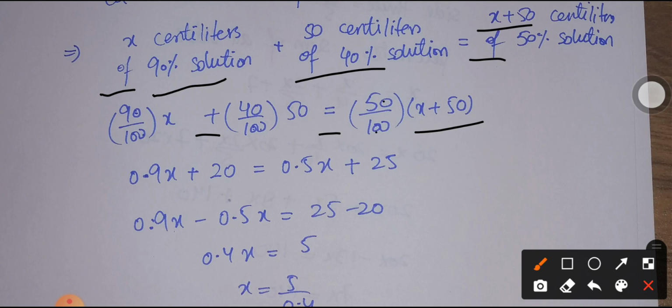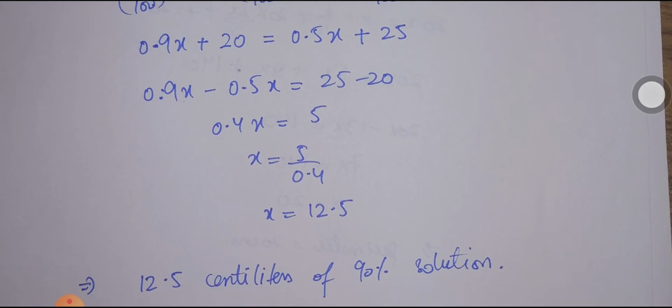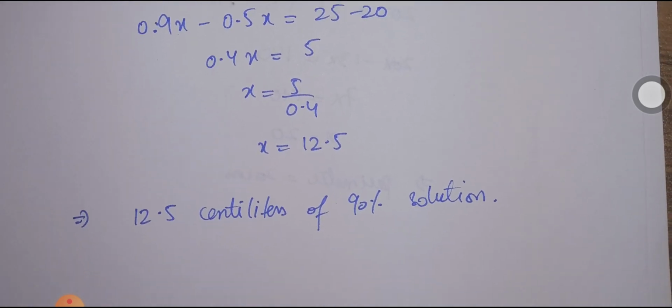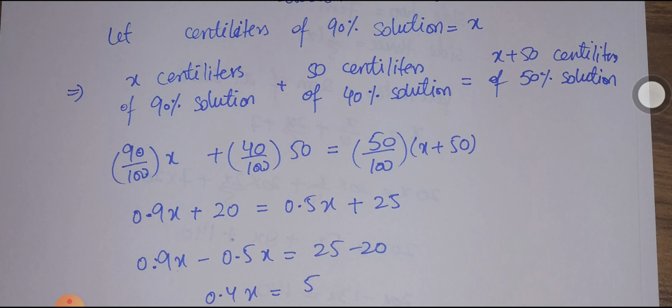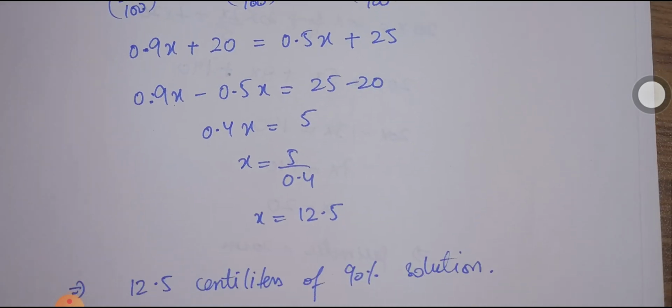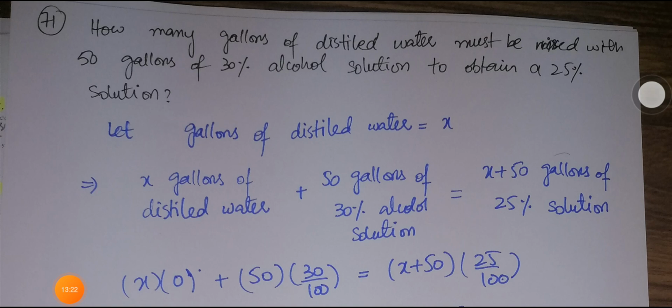So solving this equation, we get the answer 12.5. Hence 12.5 centiliters of 90% solution must be added to 50 centiliters of 40% solution to get the 50% solution at the end. So it's 12.5 centiliters.